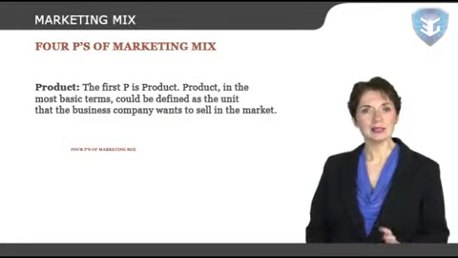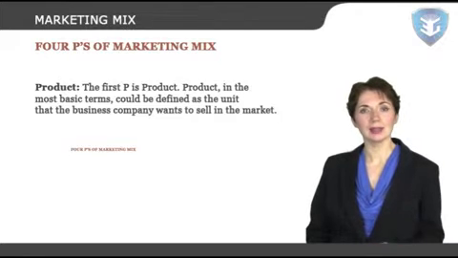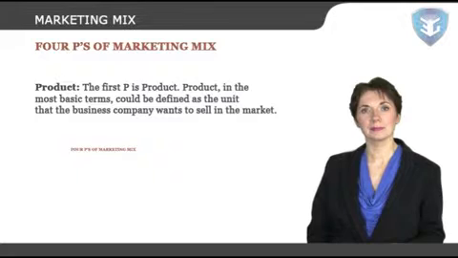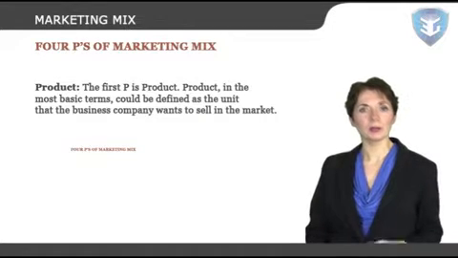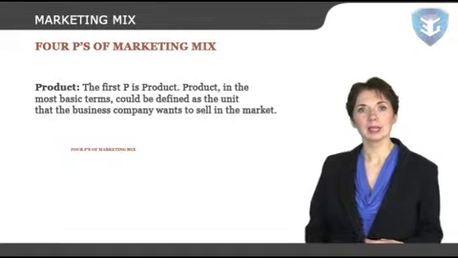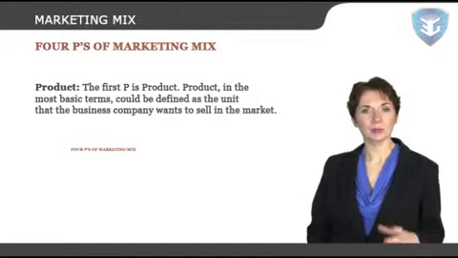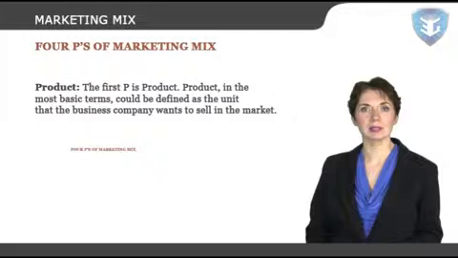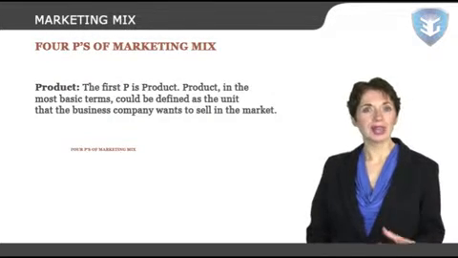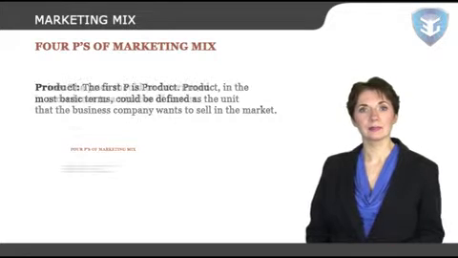In the most basic terms, product could be defined as the unit that the business company wants to sell in the market. The business is equipped with marketing strategies to sell their products in the market. Therefore, the layout of the product becomes very important. The product being offered to the customers should have its characteristics mentioned.